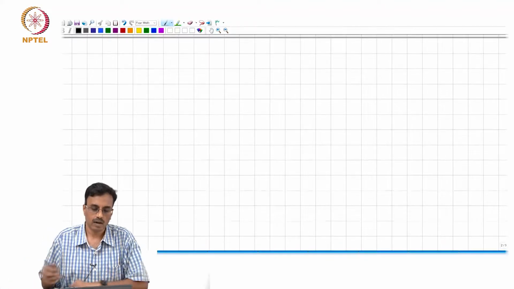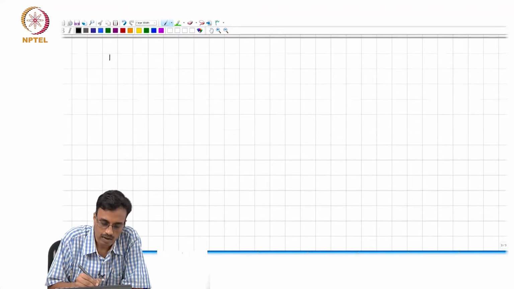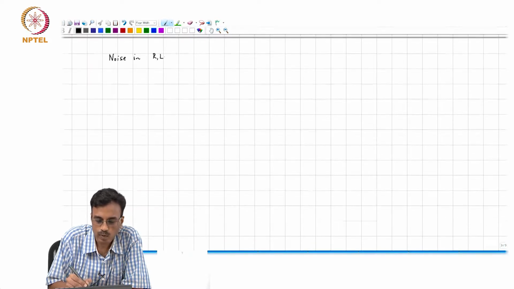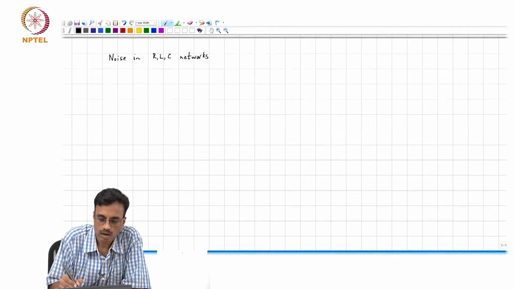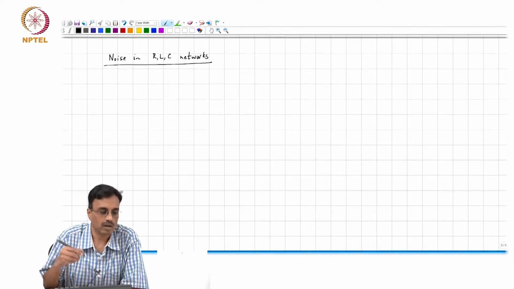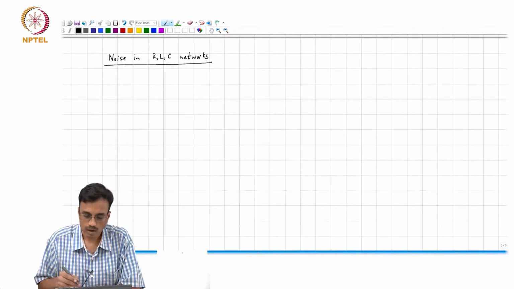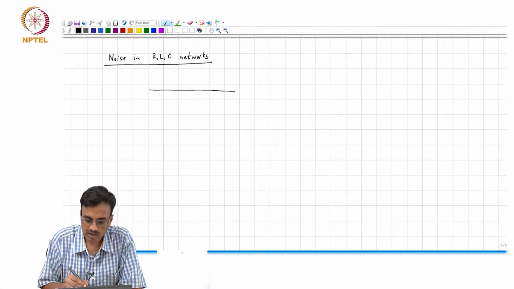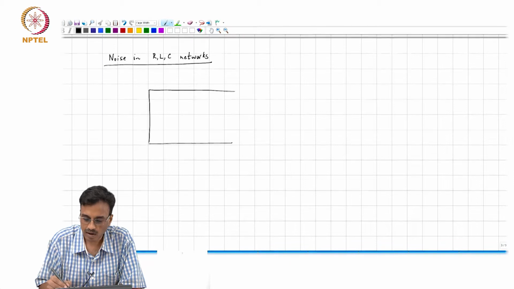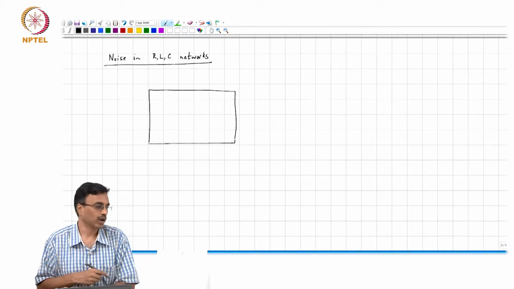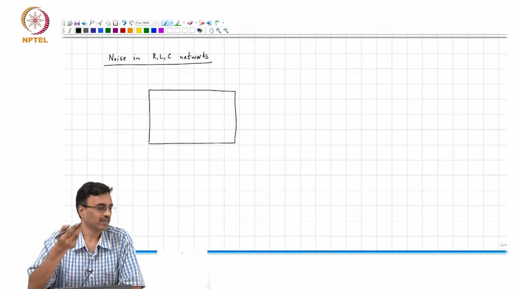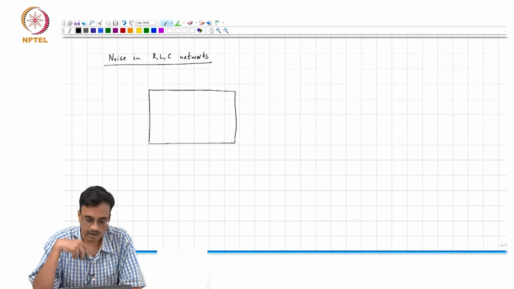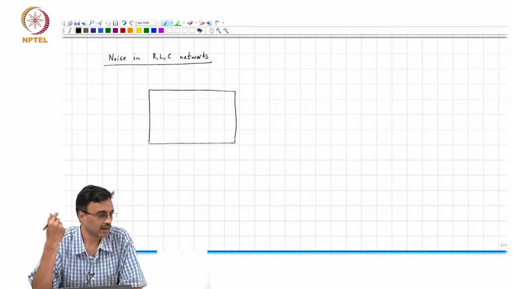The next thing is to talk about noise in RLC networks, and this occurs quite often in practice. In other words, we have already seen what happens with noise in a resistor. It turns out, as I was mentioning the other day, capacitors and inductors are noiseless.